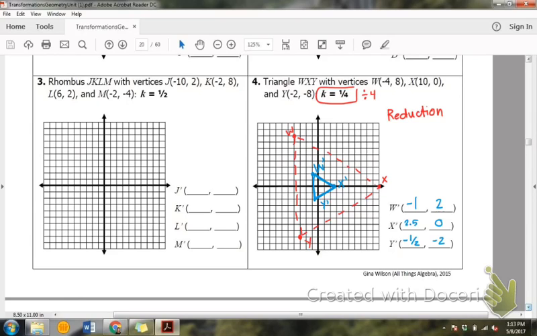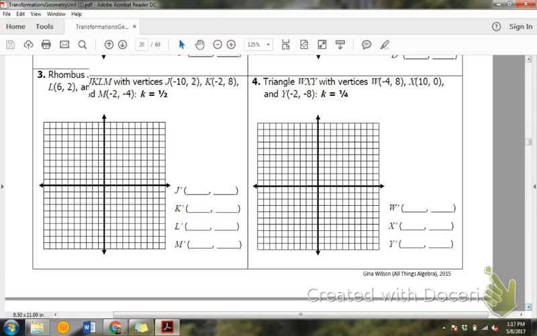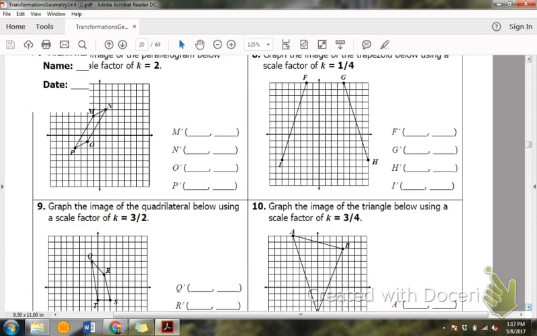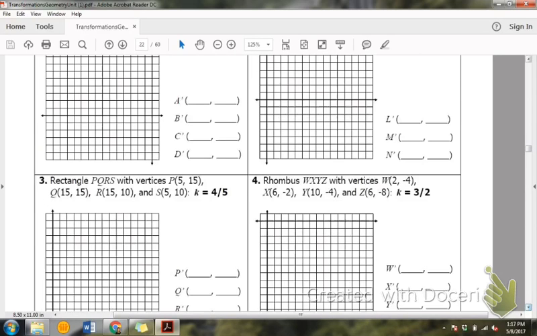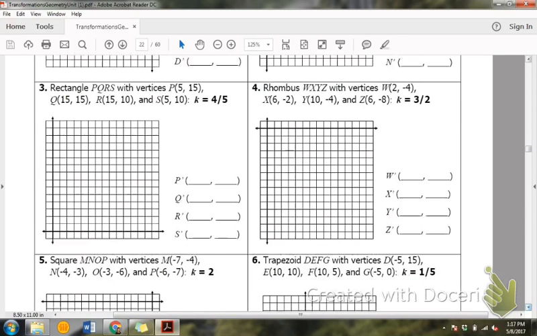Okay? Hard? Okay, let's look at our homework because I want to show you a problem on your homework that's a little bit tricky. Let's look at 3 and 4. You see where it says you're going to multiply the scale factor on number 3 by 4/5. Is that a reduction or an enlargement? It's a reduction because 4/5 is less than 1.